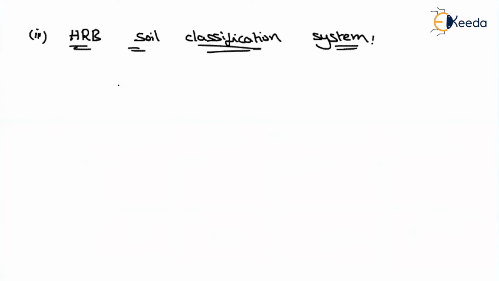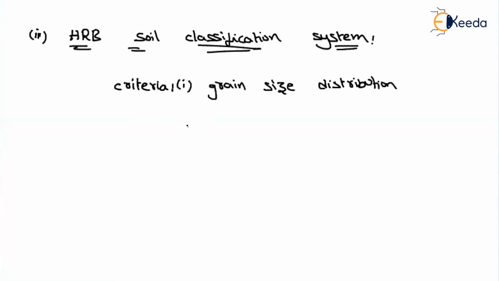So here the soil classification is based on two different criteria. Those are grain size distribution and also the consistency limits. As we have seen, grain size distribution is applicable for the coarse grain soils and consistency limits are applicable for the fine grain soils. So depending upon these two parameters, they classified the soils.